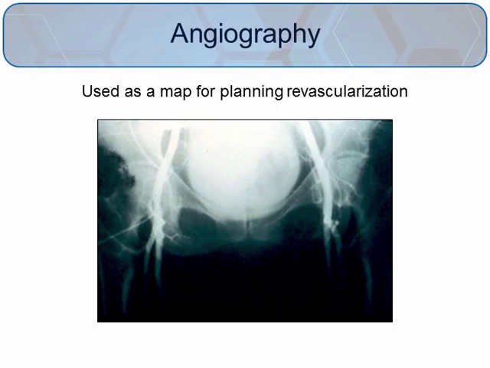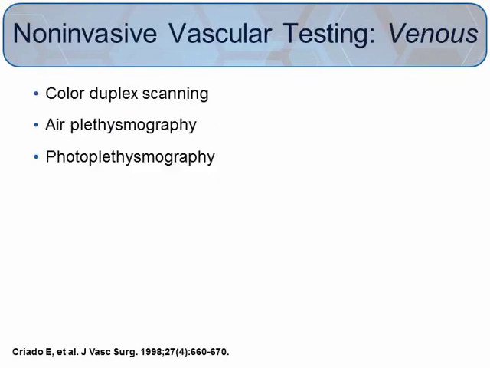The vascular surgeon, after they do the non-invasive vascular testing, may decide to do an angiogram, and this is basically used as a map to plan the revascularization procedure. So when an angiogram is done, the decision is already made that, hey, we're going to revascularize if we can, based on the non-invasive testing. Venous non-invasive testing I'm not going to talk about, just to tell you that air plethysmography and photoplethysmography gives you information about calf muscle pump function.